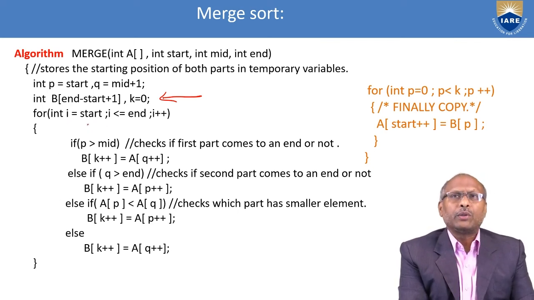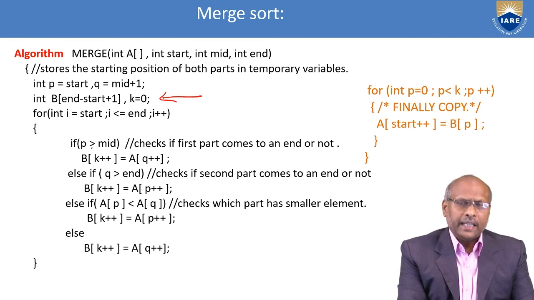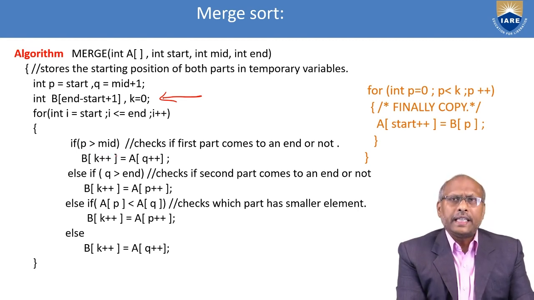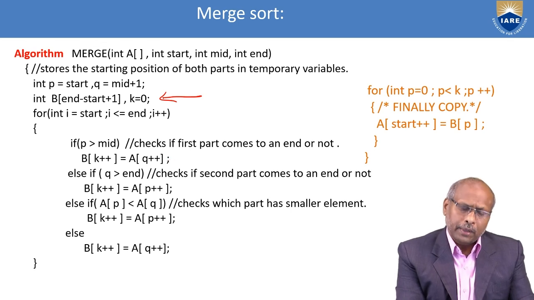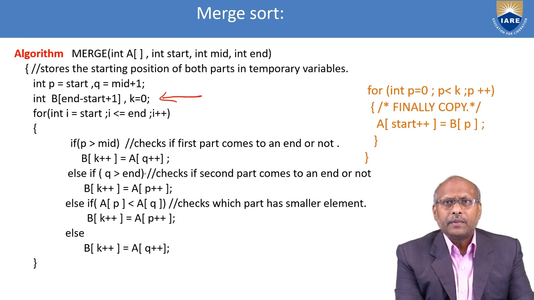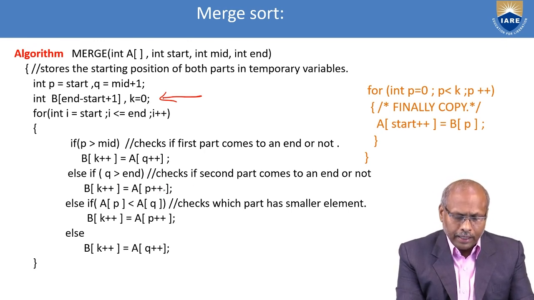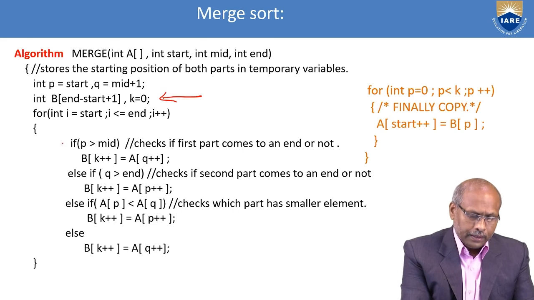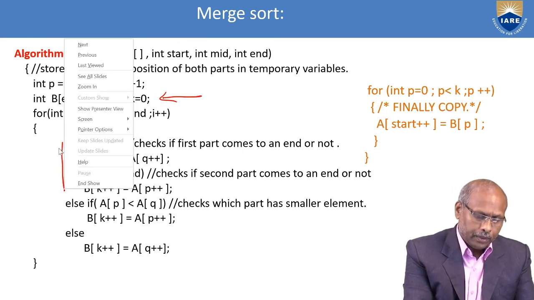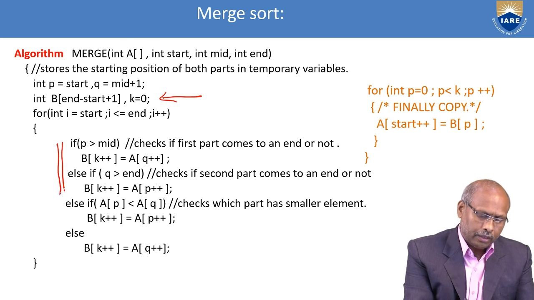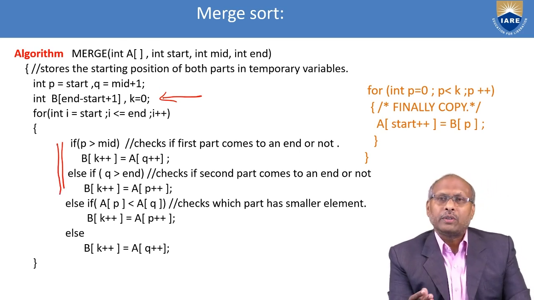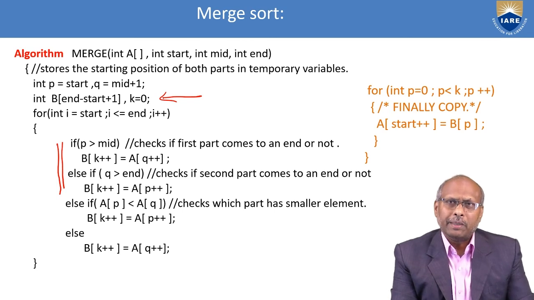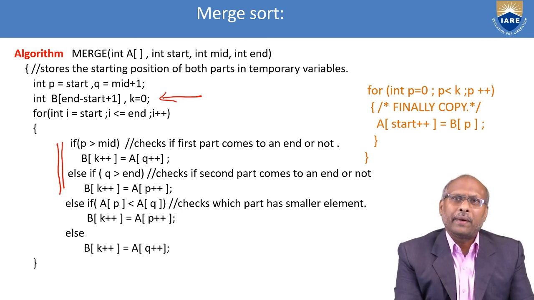I have to start from the beginning, I equal start, and until I is less than n, it keeps on going. In the loop, it is checking whether P has crossed the mid. If P is greater than mid, then the remaining part of the other half will be stored in the B. Similarly, if Q is greater than n, then the remaining part of the first half will be stored in B. So, the leftover elements will be copied into B directly without comparing.